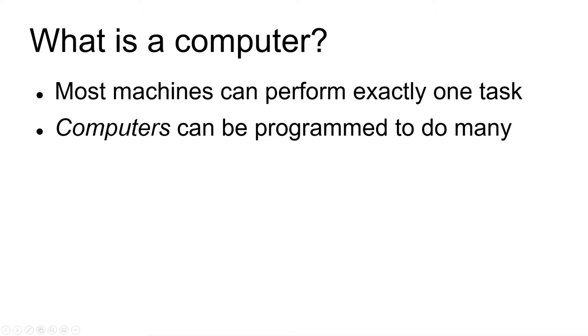Computers, on the other hand, are separated from these types of machines in that they can be programmed to do many tasks. The idea of computers originally was that they were designed to perform mathematically complex operations. Back in World War II, we really saw a boom in computing technology, because we realized that if we can build machines that are really good at calculating the angle at which an artillery cannon needs to be angled, and the velocity at which the bullet needs to be fired in order to take down a plane or a tank or something like that.